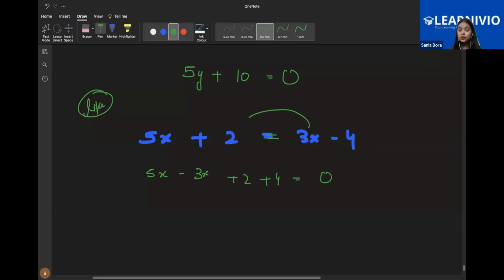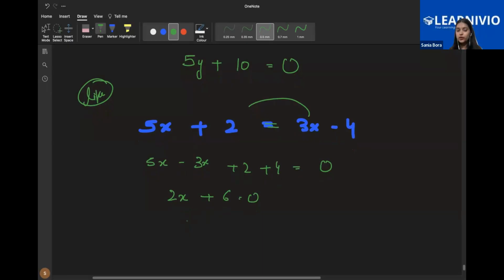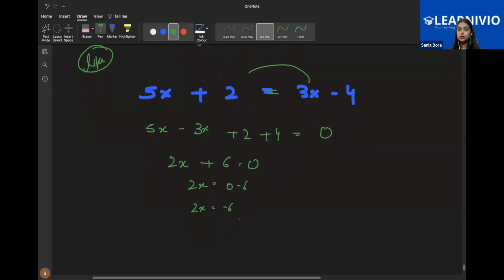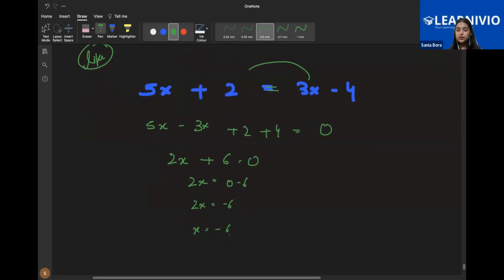Done? Yes, ma'am. Whenever I ask you to solve it, you need to bring all the like terms together. So over here, 5x minus 3x, we got 2x, and then plus 6 equals 0. Done? Yes. And then now you will solve it. 2x would stay here and this 6 would go to this side. So 0 minus 6. It is 2x equals minus 6. Yes, ma'am. x equals minus 6 upon 2. So you got minus 3. Clear? Clear, ma'am. Got it?